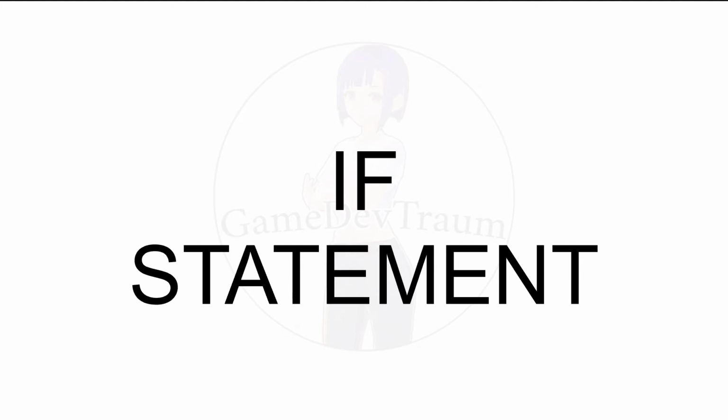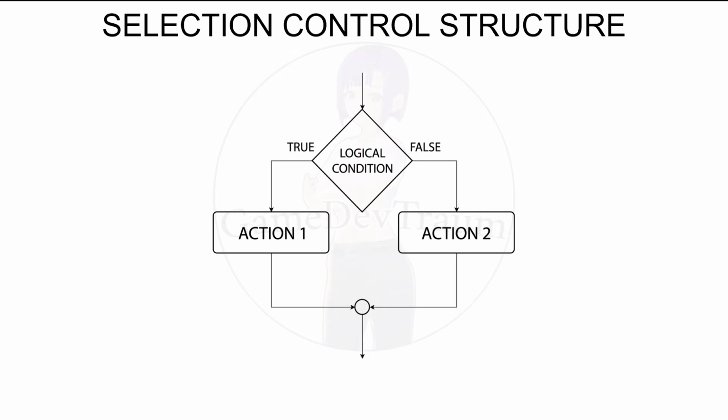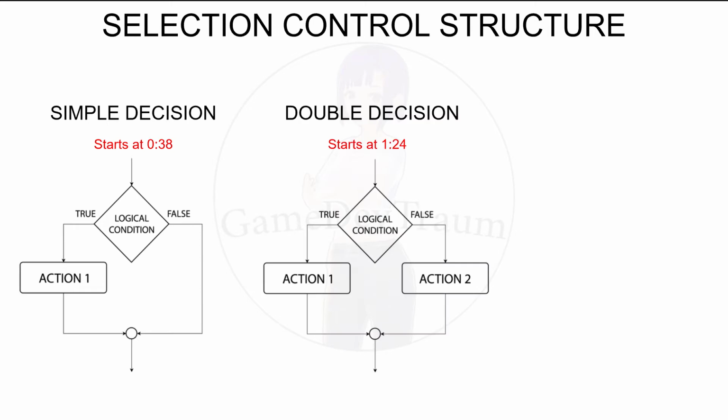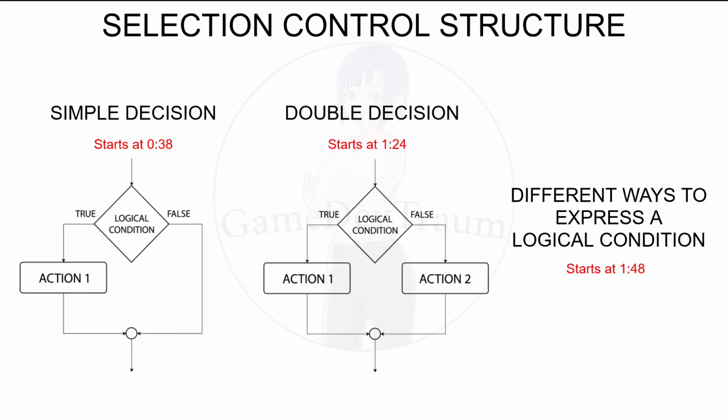Let's see the if statement, which is a selection control structure that allows us to make decisions based on whether a condition is true or false. Specifically, we're going to analyze simple decision, double decision, and how to define the logical conditions, 3 or more ways to define the if statement conditions. If you already know how to define an if statement, maybe you'll find something new in this last part.